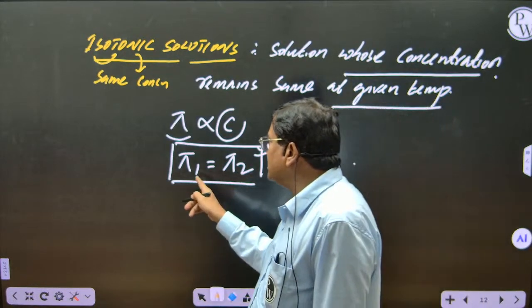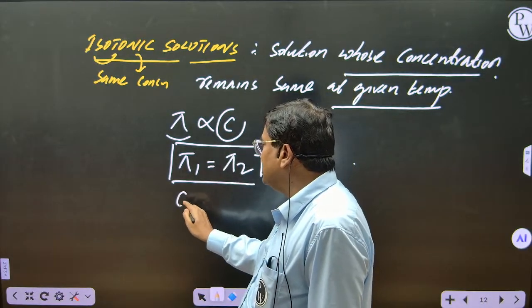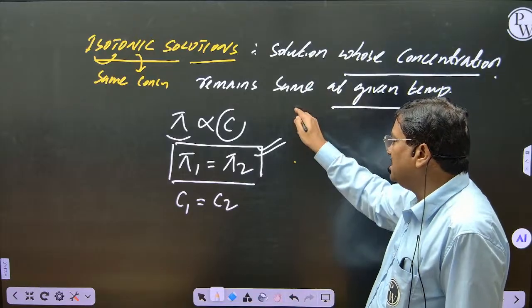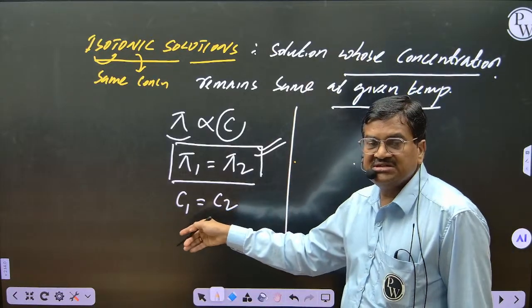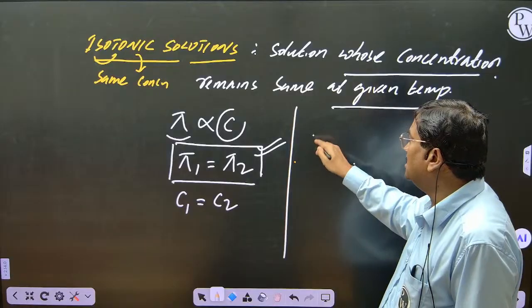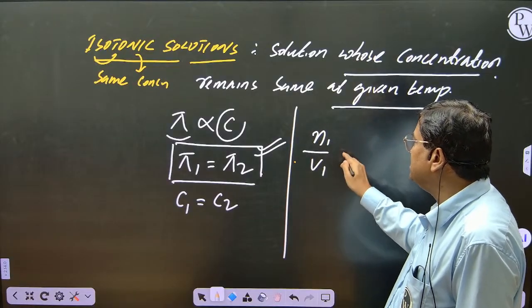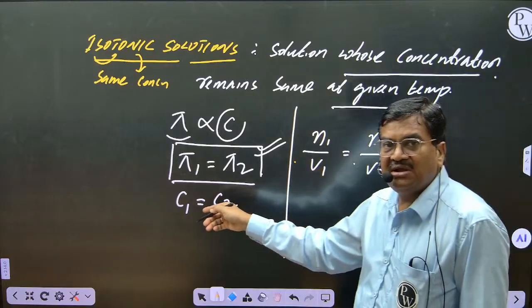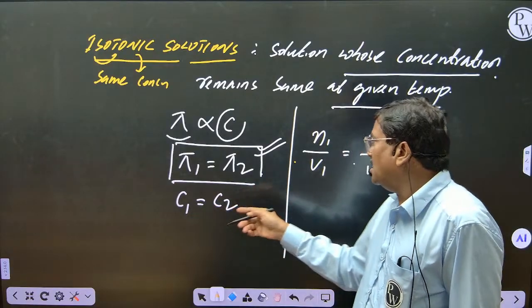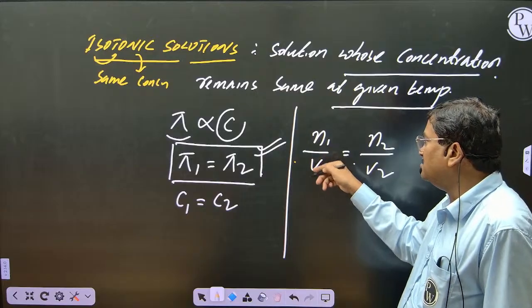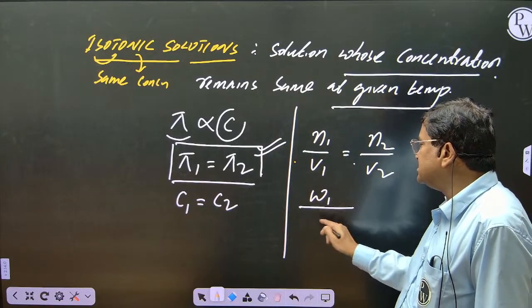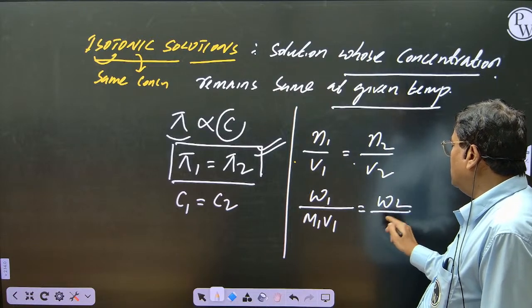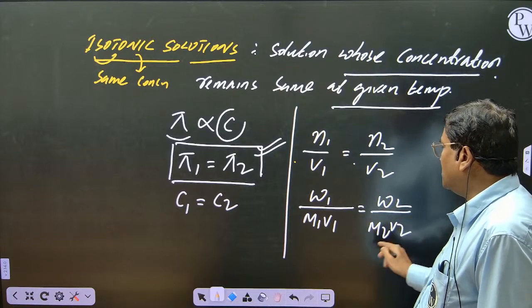And we wrote a relation: can I write this as C1 equals C2? Correct? And C1 can be written as what, students? Concentration is number of moles per unit volume, no? So I can write n1 by V1 is equal to n2 by V2, because concentration is nothing but number of moles per unit volume. And this can be further written as mass by molar mass: W1 by M1 V1 is equal to W2 by M2 V2. This is another important relation.